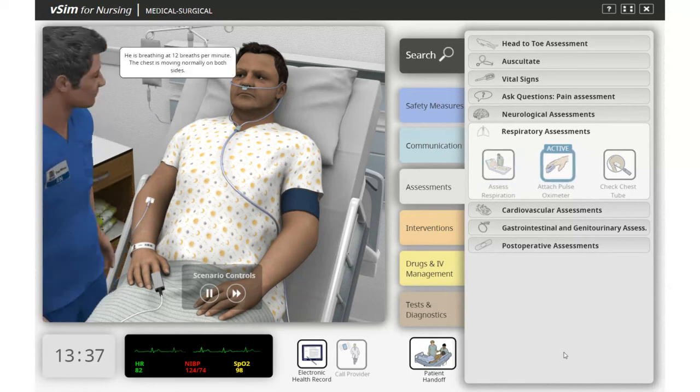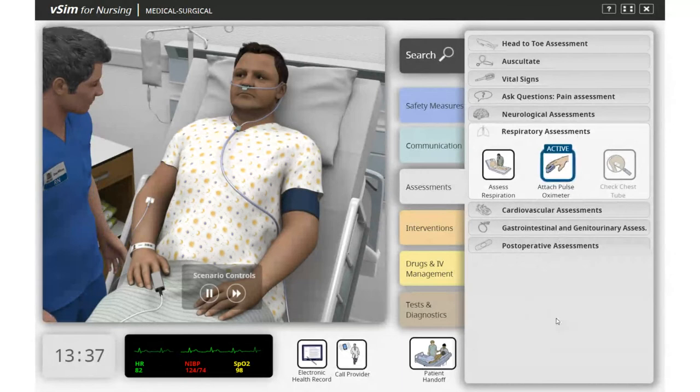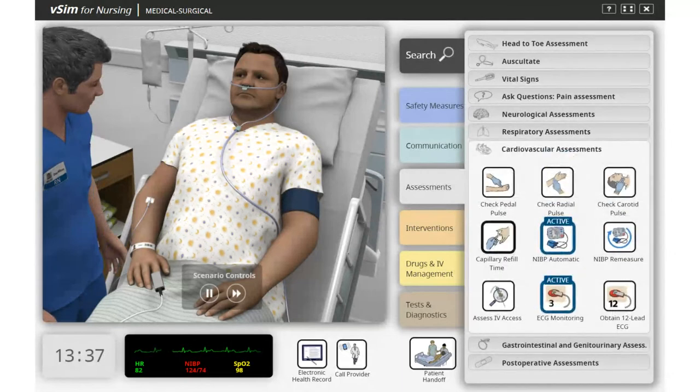He is breathing at 12 breaths per minute. The chest is moving normally on both sides. Okay. And so then as I carry on, I feel like I've got everything. So you're welcome, you guys are able to take your time, go through.